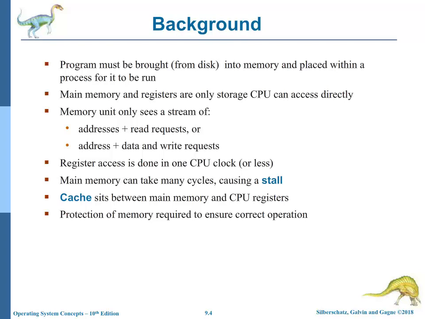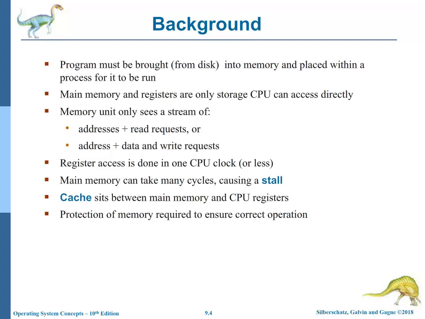In such cases, the processor normally needs to stall, since it doesn't have the data required to complete the instruction that is executing. The situation is intolerable because of the frequency of memory access. The remedy is to add fast memory between the CPU and the main memory, typically on the CPU chip for fast access, such as a cache. The cache is built in between the main memory and the CPU registers.